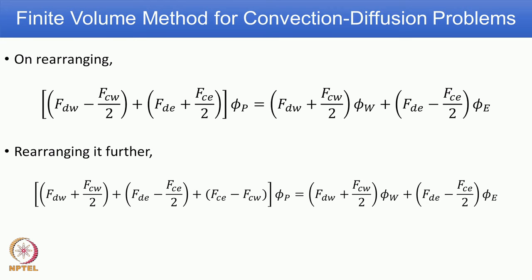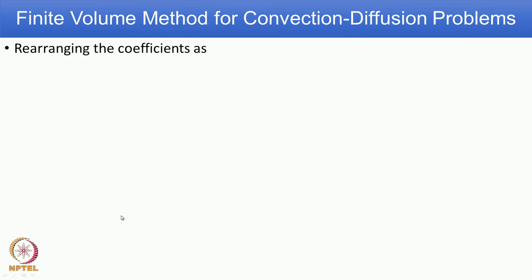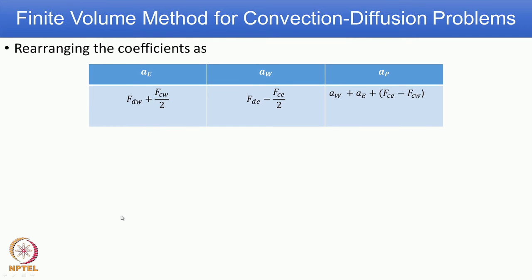Again, you recall how we did it for the diffusion equation. In the diffusion equation, we had finally written a form where AP, the coefficient for the node of interest P, is a summation of coefficients from the surrounding nodes, and that is the format we are getting here also. That is why we have to do this rearranging of the coefficients, as we did in the diffusion equation.